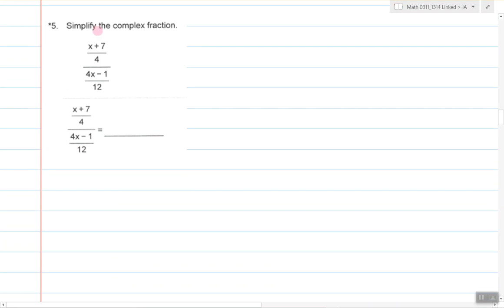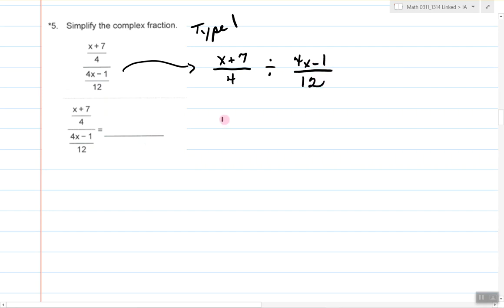Problem number 5, single fraction over single fraction. It is a complex fraction, but it is what I would call type 1. And when they're type 1 with single over single, I write it as a division problem. X plus 7 over 4 divided by 4x minus 1 over 12. Keep x plus 7 over 4. Change to multiplication, 12 over 4x minus 1.